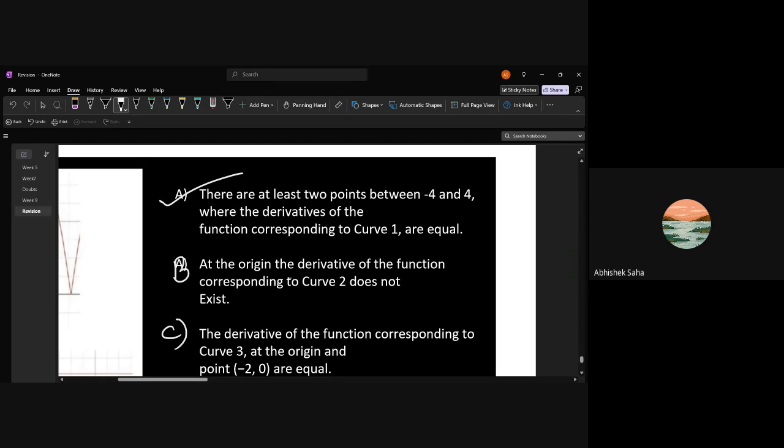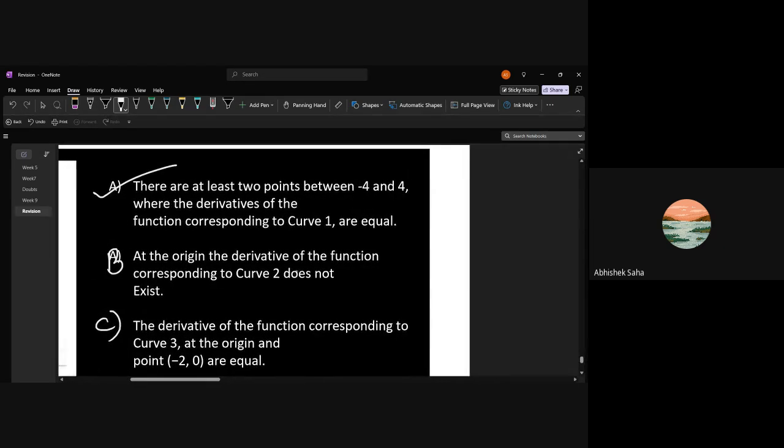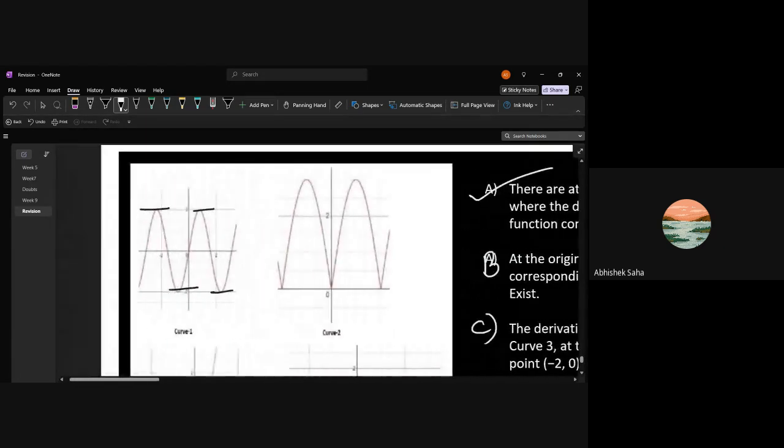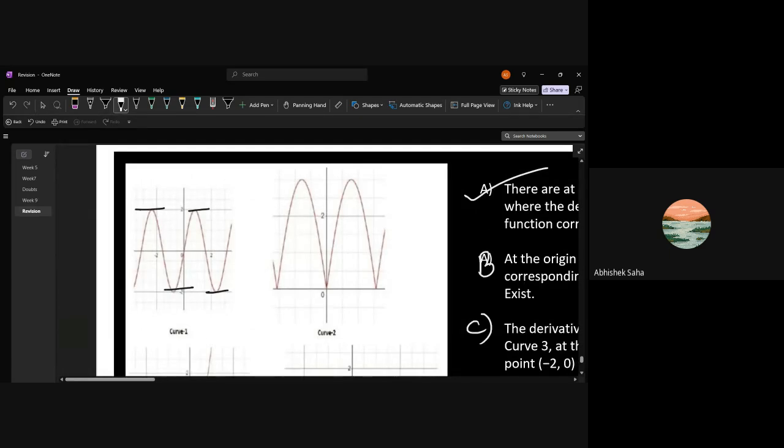Okay. At the origin, the derivative of the function corresponding to curve 2 doesn't exist. Yeah, because it has a sharp edge.